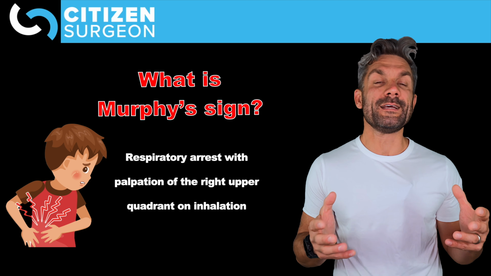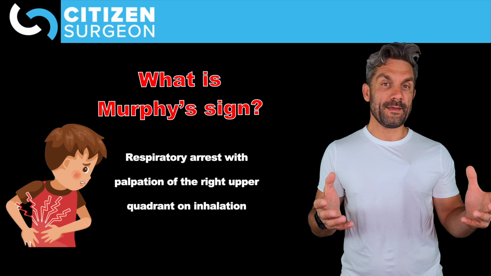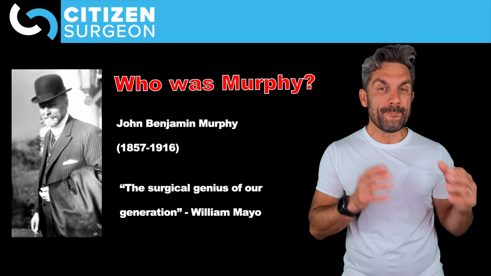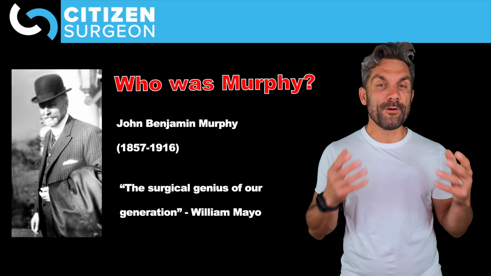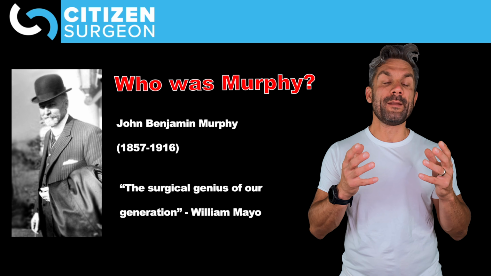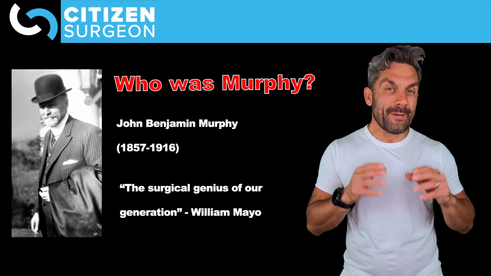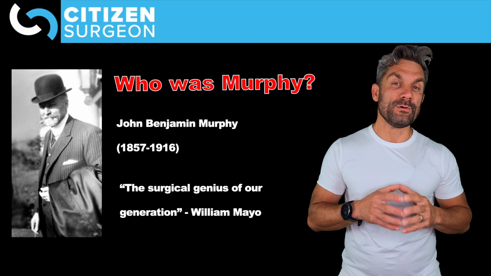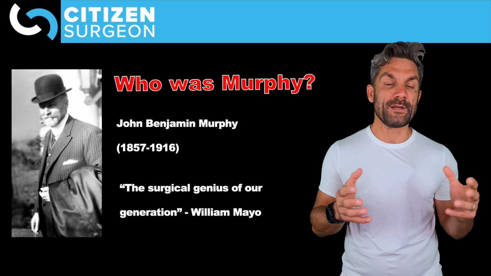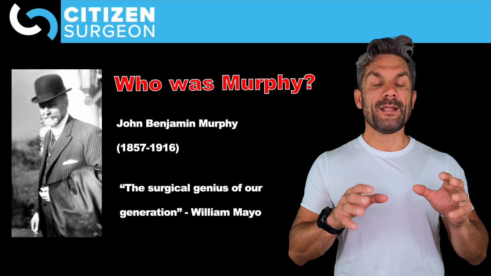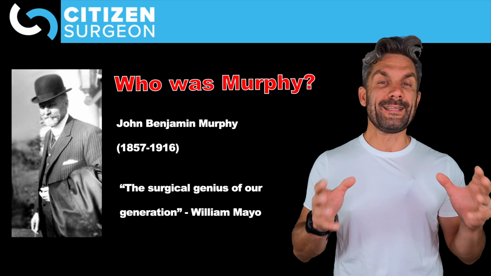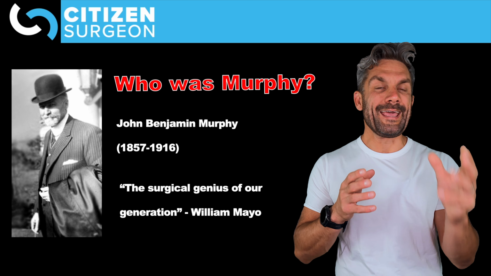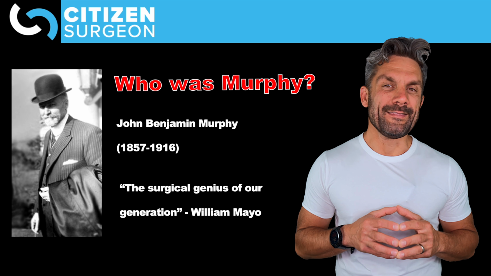Now, the second question is, who was Murphy? So Murphy is an American surgeon, John Benjamin Murphy, of Irish descent. He was a tall guy with a big red beard, and William Mayo, who is another great when it comes to surgery and medicine in the 19th century, said that John Benjamin Murphy is the surgical genius of our generation. All right, now when you look at this, and I'll put a link to his bio in the description below.